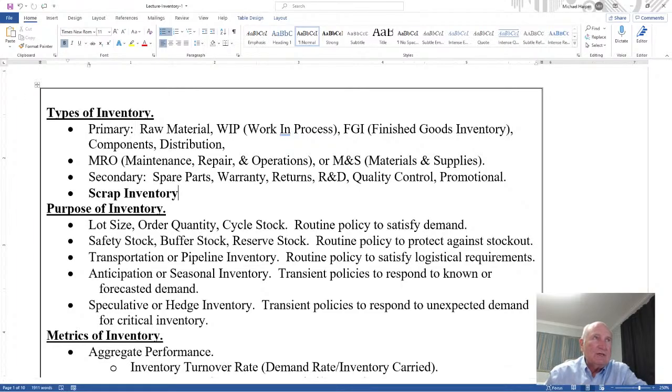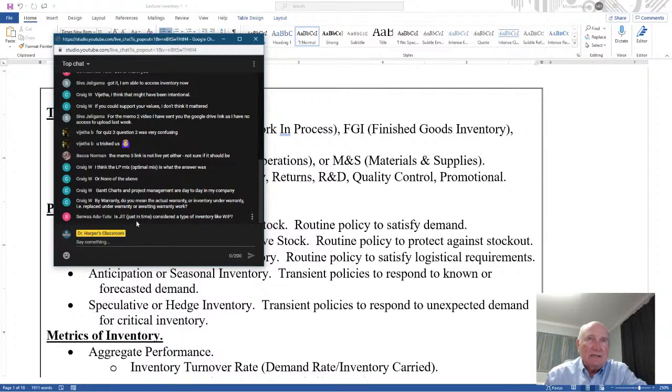Actually, that's a good question. Is JIT considered a type of inventory like WIP? No, it is a production strategy, a production theory, a production approach. It's your production, just in time, like Kanban systems. WIP is the inventory within a JIT system.